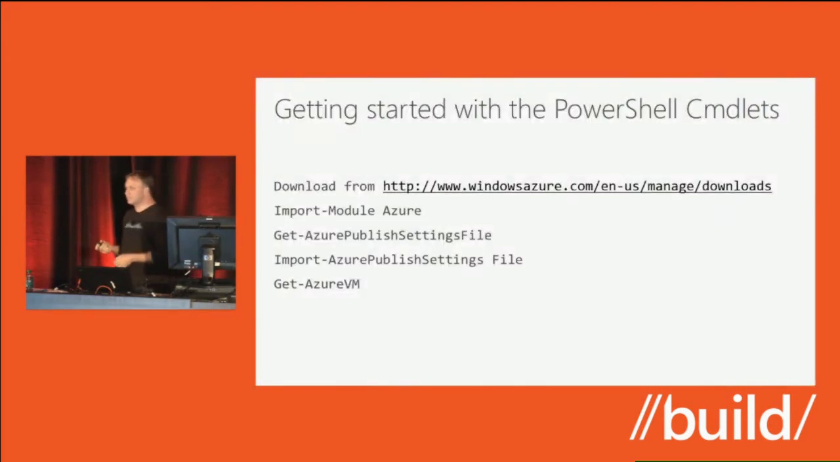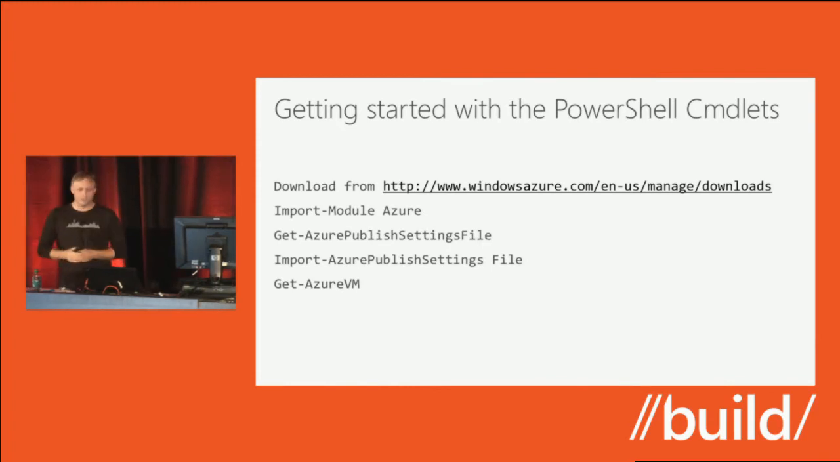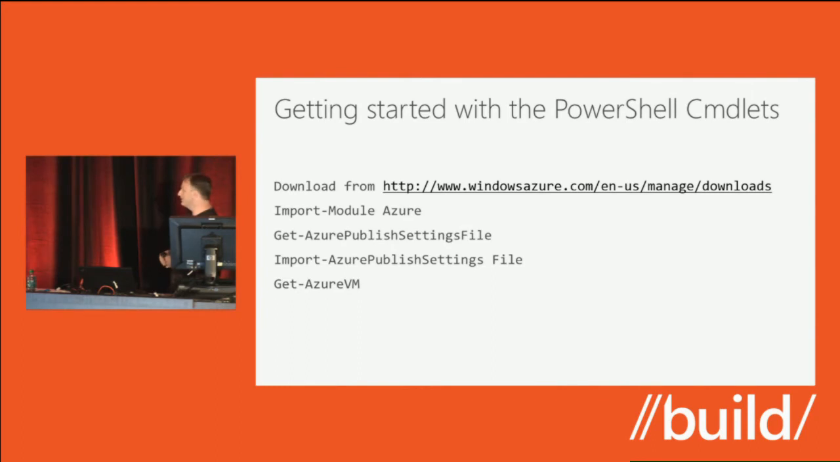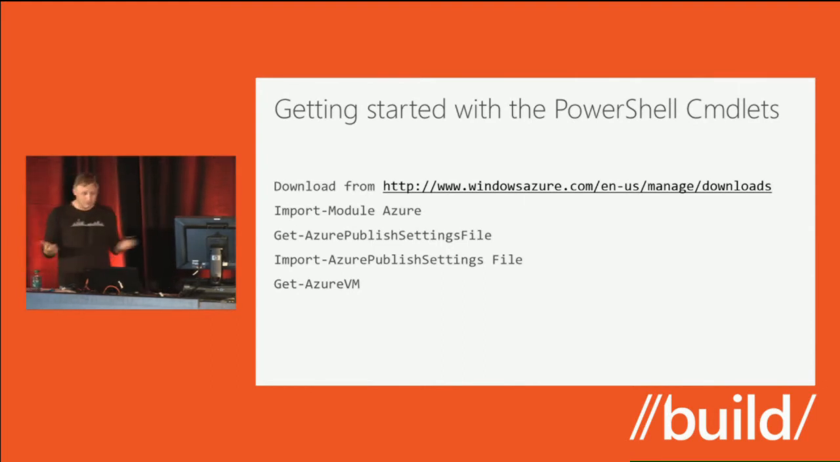So how do you actually get started with PowerShell? It's not the trickiest thing to get started with. Obviously, the first thing you need to do is download the commandlets. You can get those from windowsazure.com. Click on the Manage link at the top, and click on Downloads. Once you download and install the PowerShell commandlets, it's relatively straightforward.